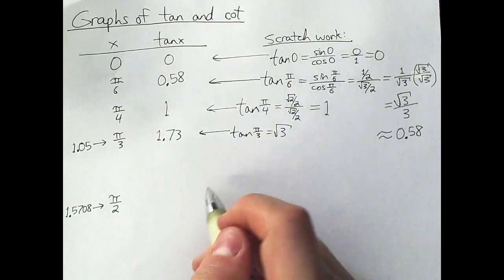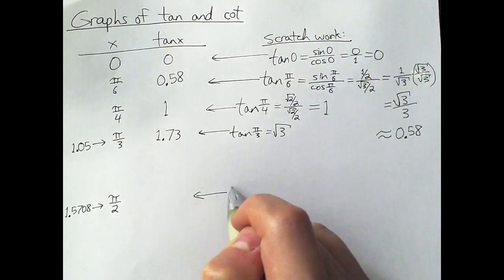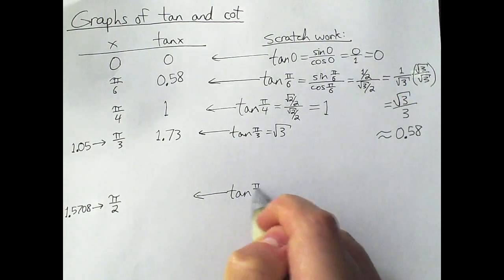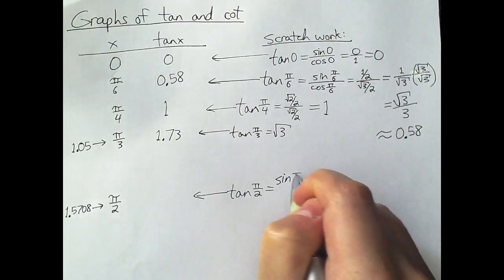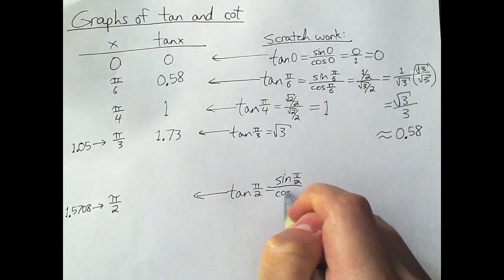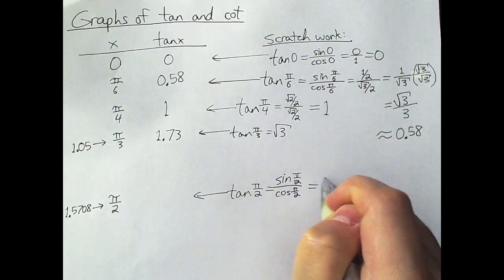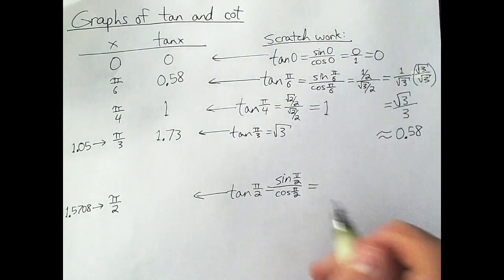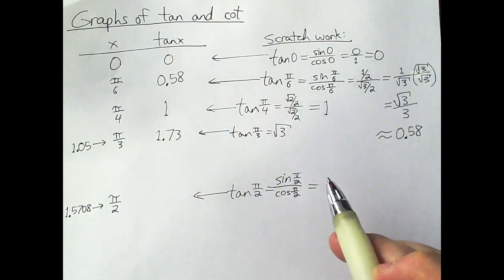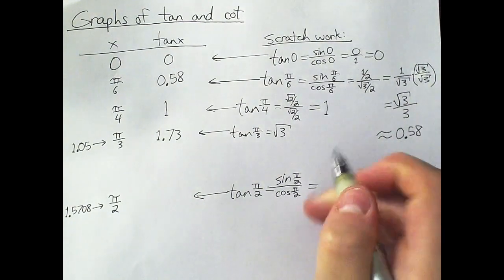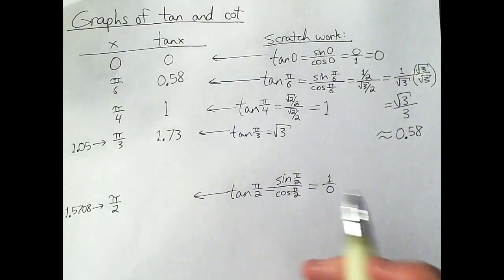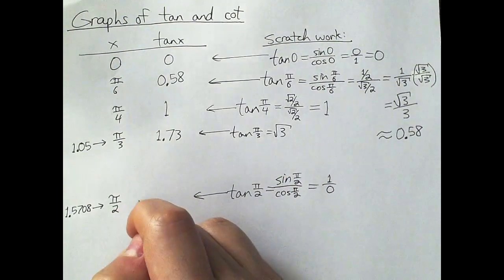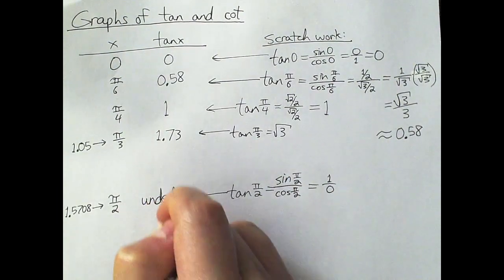All right. Right here. What is tangent of pi over 2? It is sine of pi over 2 divided by cosine of pi over 2. Think about where pi over 2 is on the unit circle. Terminal point, get your y, get your x. 1 over 0. So 1 over 0, we should say, is undefined.